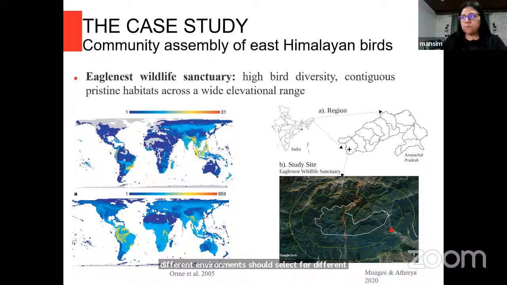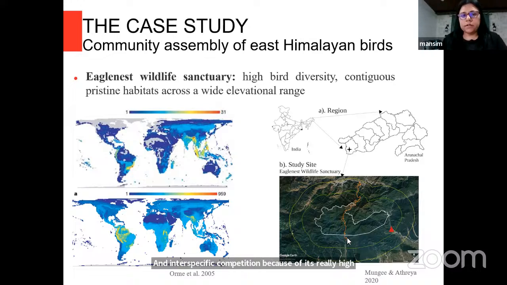And just to give you an idea of how important this system is, the temperature difference between the lowest and highest elevation points is around 20 degrees Celsius. To see the same kind of temperature difference, you would have to travel 2,000 kilometers in latitude, right? You would have to go from the southern tip of India to the northernmost point in India, and you see that difference in just 20 kilometers here. So this presents a very nice ecological laboratory, so to say, to study the effect of both environmental filtering and interspecific competition because of its really high diversity.